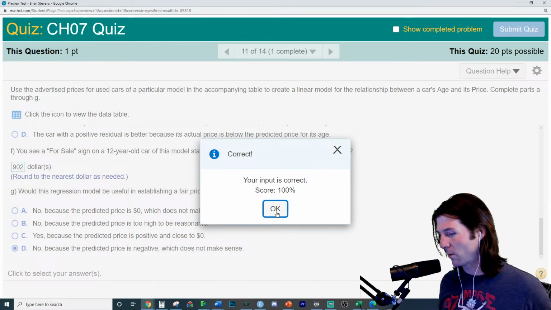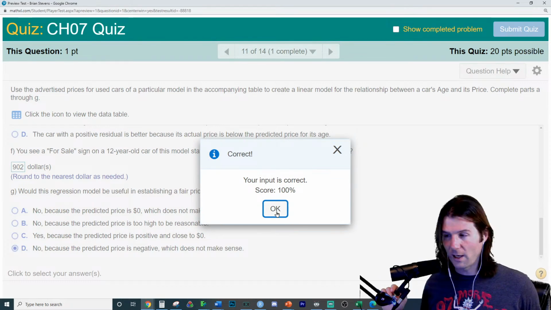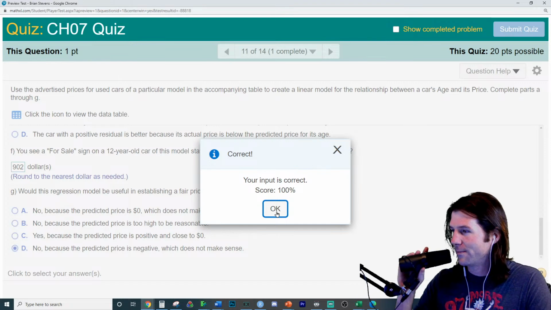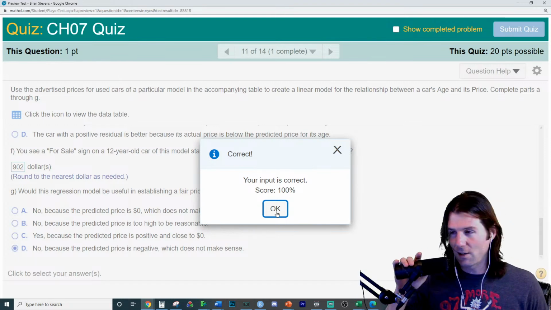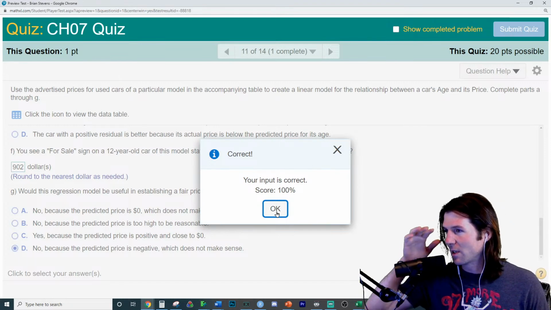Yes, that's our redemption right there. Awesome stuff. Of course we got it. We know what we're doing. MyPearson can't trick us. MyPearson can never trick us.